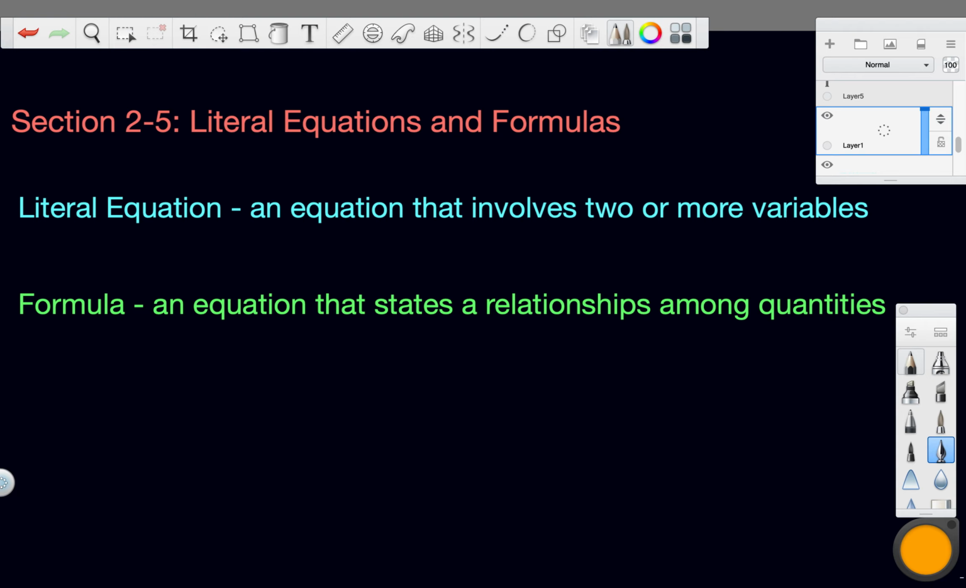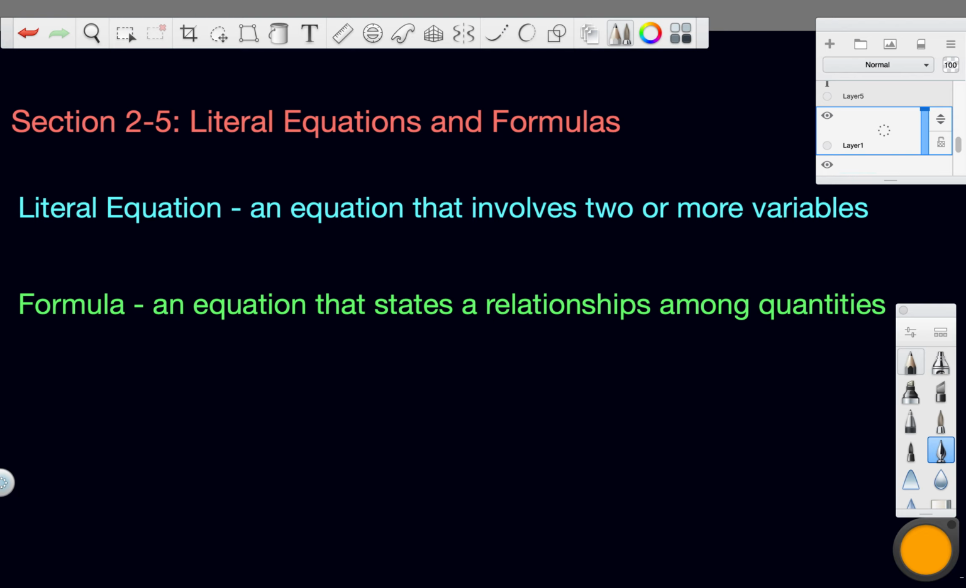Okay, so a literal equation is just an equation that has two or more variables in it. So I mean two different variables. So if you have an x and y, if you have an s and a p, if you have a t and a q, if you have two or more different variables, it's called a literal equation.